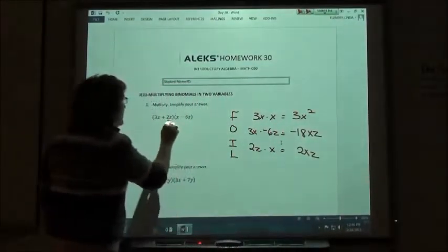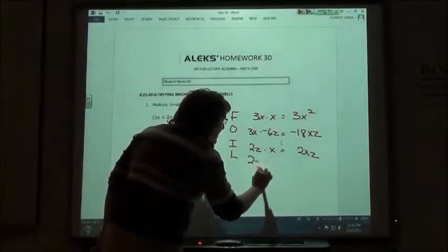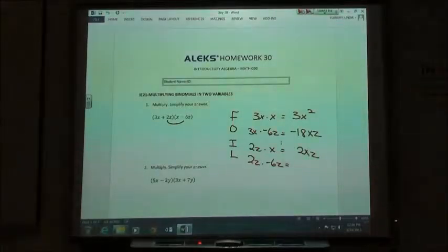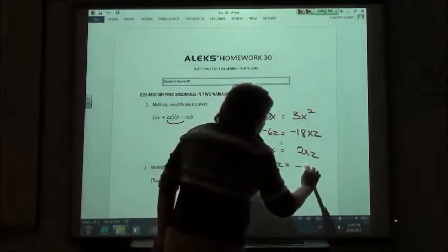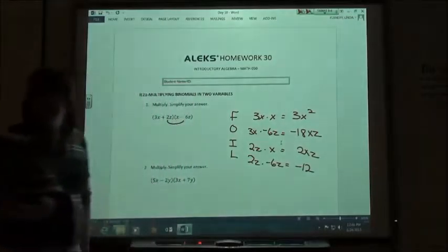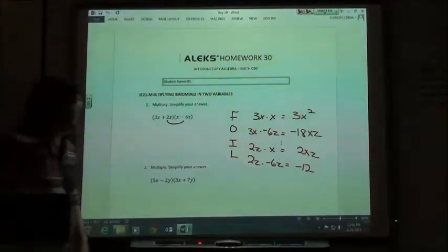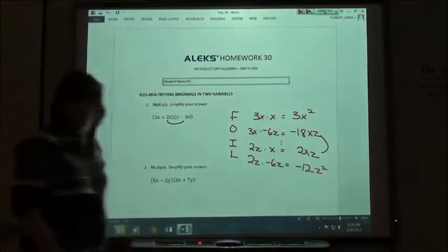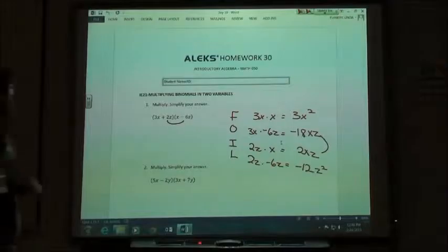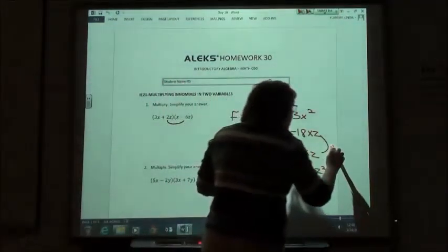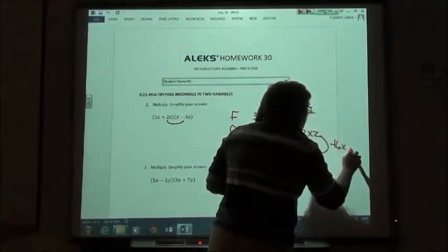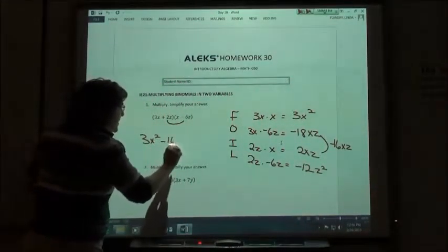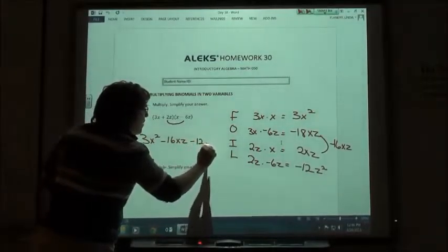And then we're going to do the last pair, the 2z times the negative 6z. Negative 12z squared. Z squared, z to the second, yep. Again, your middle terms should be like terms. You should be able to combine those. A negative 18xz plus a 2xz would give negative 16xz. So our answer, 3x squared minus 16xz minus 12z squared.